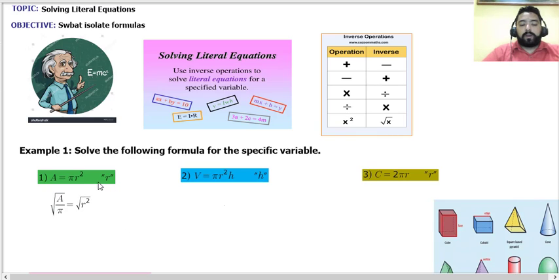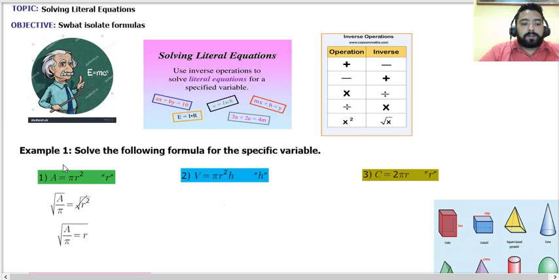Okay, so now we already have this one, and remember the inverse of the square is the square root, so we are going to cancel this one, and we're going to have our final expression, which is the square root of the area over pi equal to the radius. And we already isolated this formula for the radius.